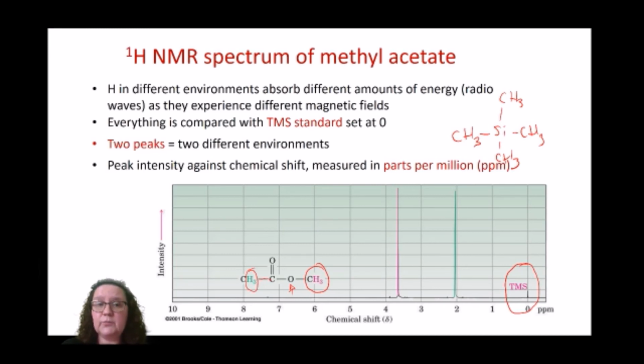And they appear in different places in the spectrum because they react differently to the magnetic field, and they absorb different amounts of energy, radio waves, and they give a different signal. And we measure that difference, that position in the spectrum, and we call that chemical shift. And chemical shifts are measured in parts per million.